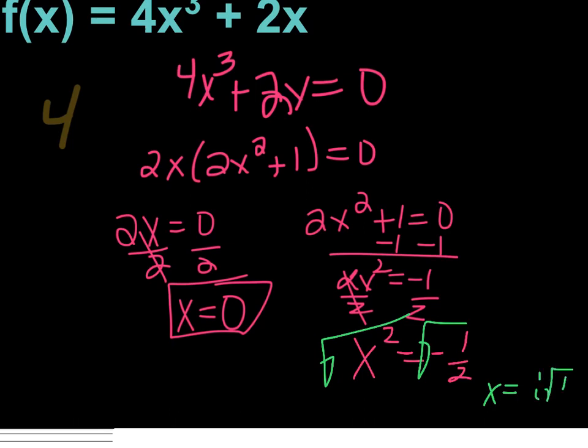Okay. And it's plus or minus. Good. You don't have to break this down or anything right now. I'm just trying to prove a point. How many zeros do I have here? 3. Do you guys see all 3 of them? 0, positive i square root of 1/2, and negative i square root of 1/2.